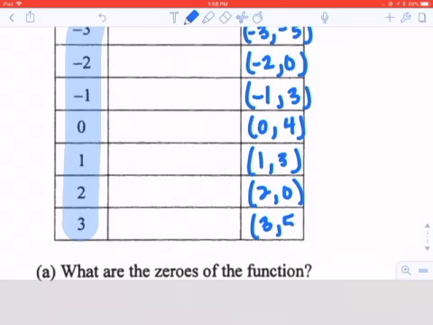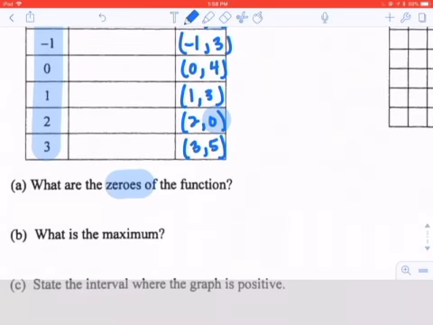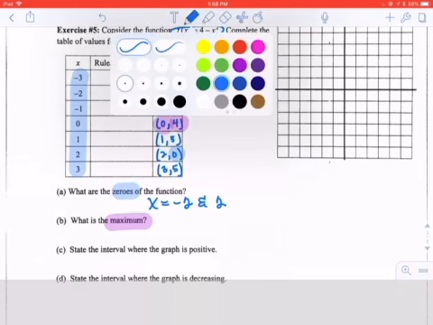and 3, -5. I don't even have to graph it to answer what are the zeros of the function. That's where y equals 0. And that is at -2 and +2. So at x equals -2 and +2. Guess what? I can also find the maximum just by looking at the table. That's going to be the highest y value. So that's right here at the point 0, 4.